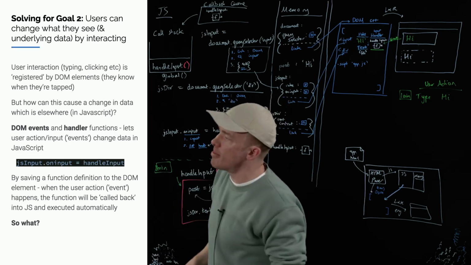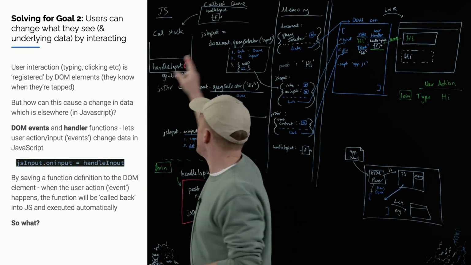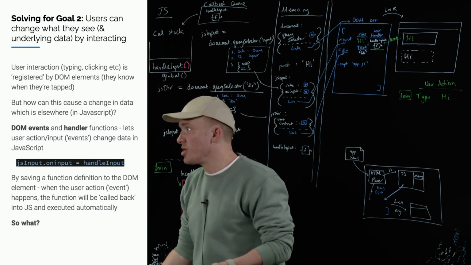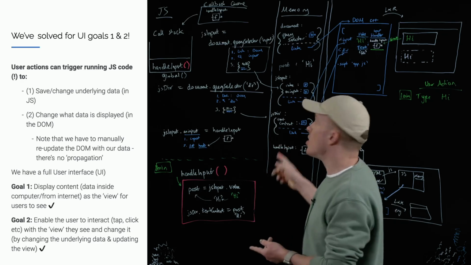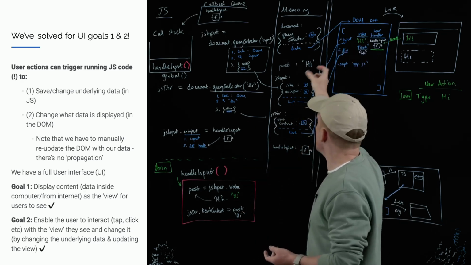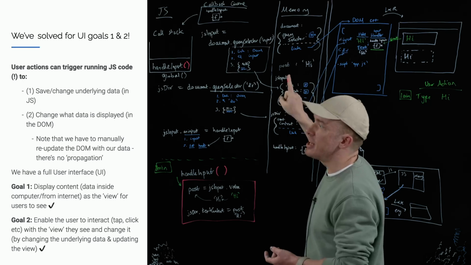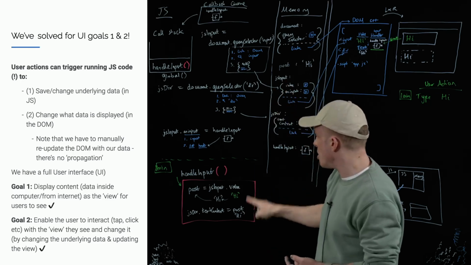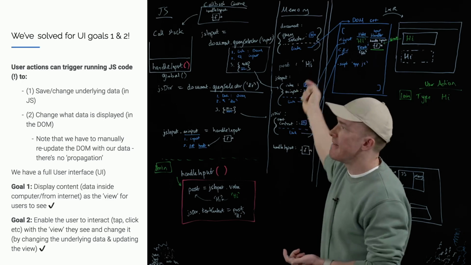By saving the function definition of the DOM element where the user action event happens, the function will be called back into JavaScript and executed automatically. So what? Okay, that's very optimistic. Well, user actions can then trigger running JavaScript code to save or change the underlying data, post in this case, in JavaScript, and then change what's displayed back in the DOM by taking that data and sticking it anywhere we want on that list of elements.